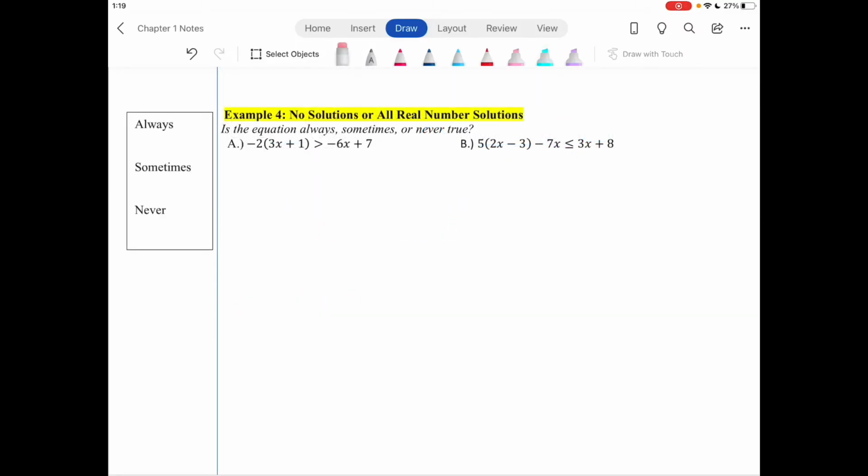In 1.4, we talked about how equations could be sometimes, always, or never true. The same thing works for inequalities. If an inequality is always true, then that means we're going to have a true statement. If it's sometimes true, then we would have x is greater than, or maybe it's less than, or equal to a given number. If it's never true, then we're going to have a not true statement.